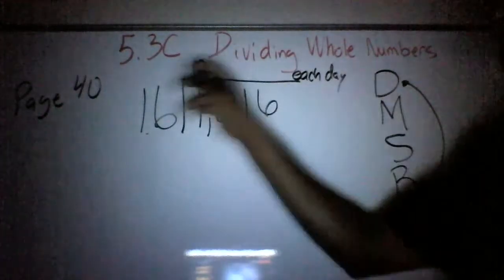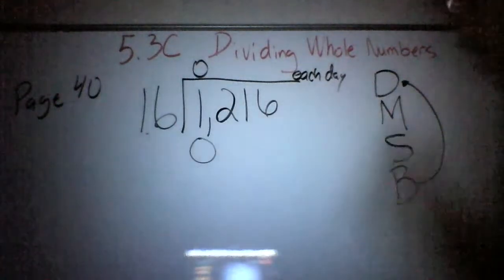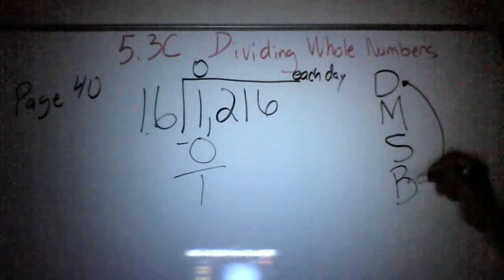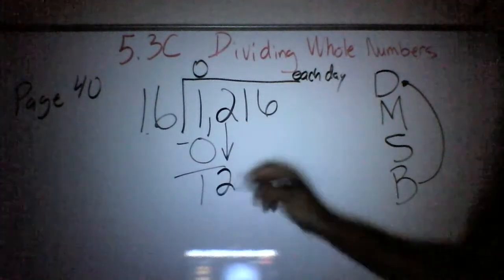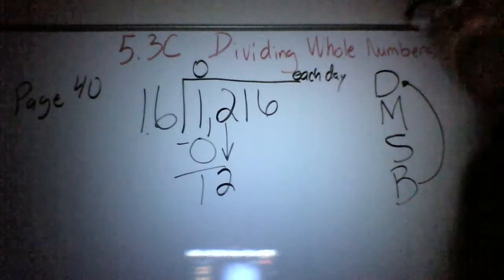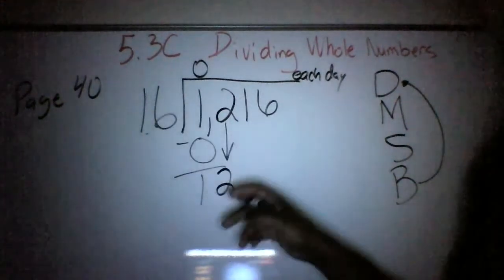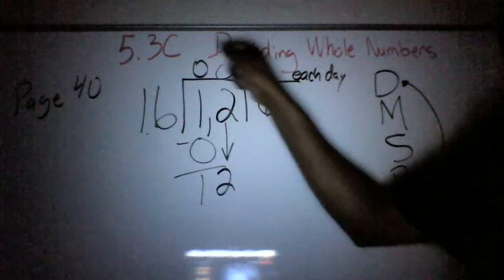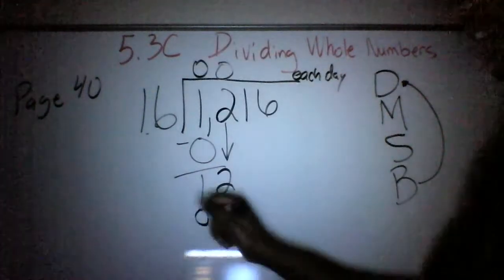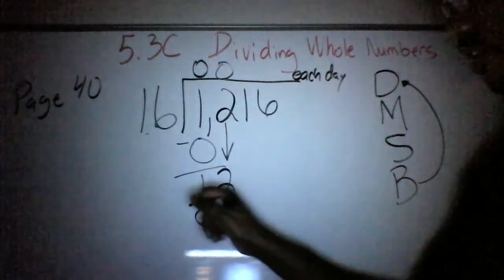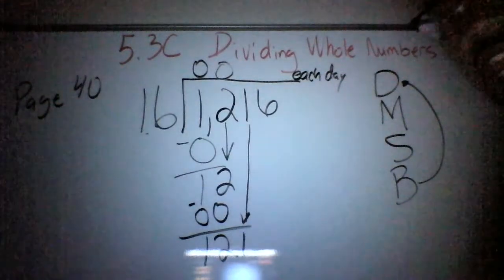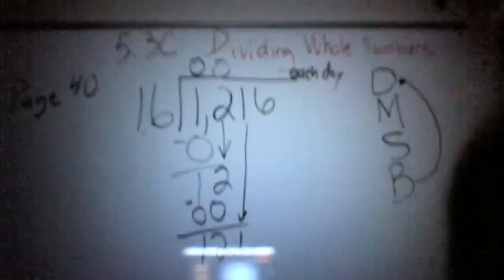Now multiply 0 times 16 is 0. Then subtract: 1 minus 0 is 1. Bring down the next number, and it becomes 12. Now, 16 cannot go into 12 either, so in the hundreds place it's also a 0. 0 times 16 again is 0. Subtract, that's 12, and you bring down the 1, and that's 121.